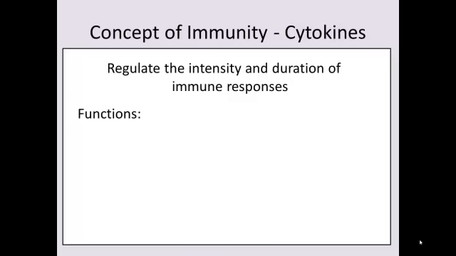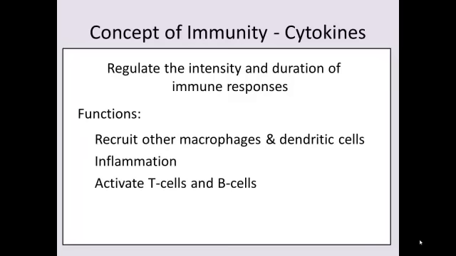Now on to cytokines. Cytokines are molecules that immune cells use to talk to each other, and they regulate the intensity and duration of immune responses. Their functions are to recruit other immune cells, specifically macrophages and dendritic cells. We're going to talk about those more later on in the chapter. They cause inflammation. We're also going to be talking more about that. And they activate T cells and B cells. In other words, T cells and B cells are part of the adaptive immune system, so they activate the adaptive immune system when the innate immune system has been stimulated.